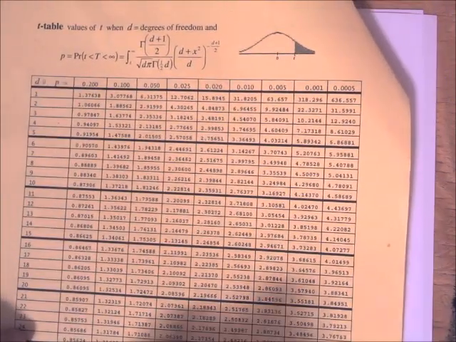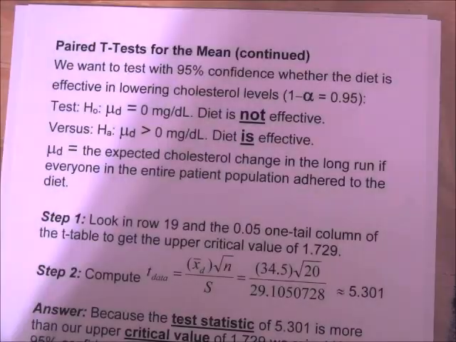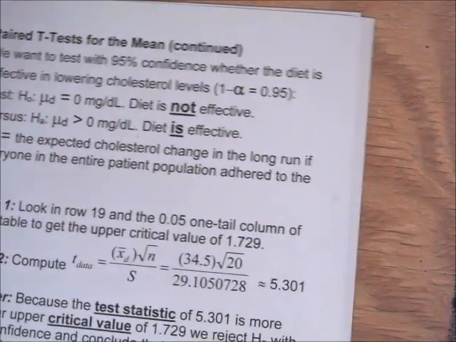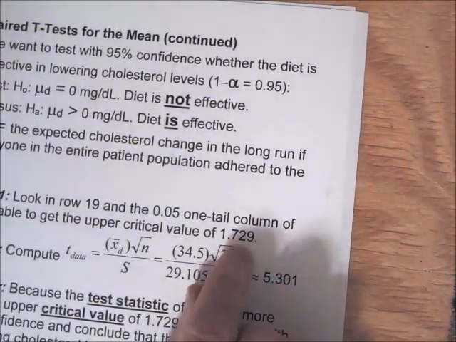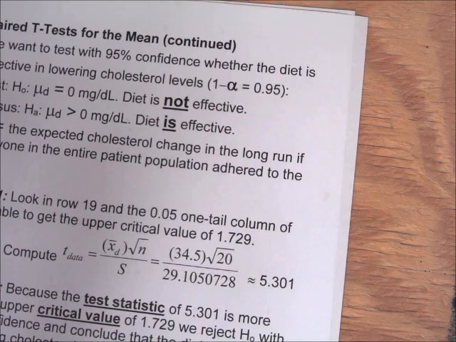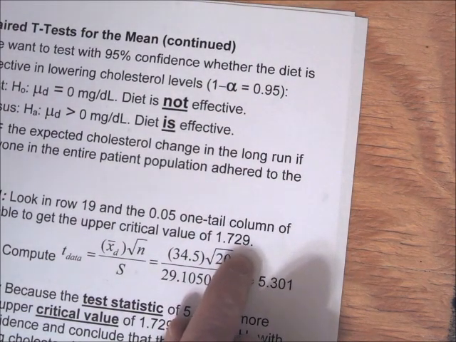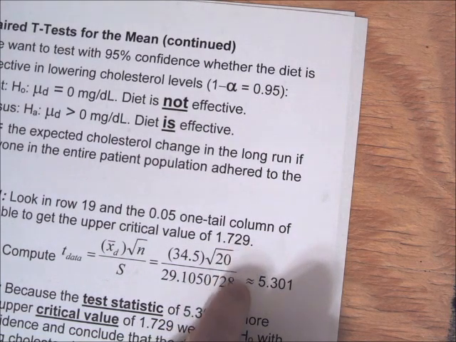And so that's 1.72913. I think the table in the book doesn't carry quite so many digits, approximately 1.729. And so that's our critical value.